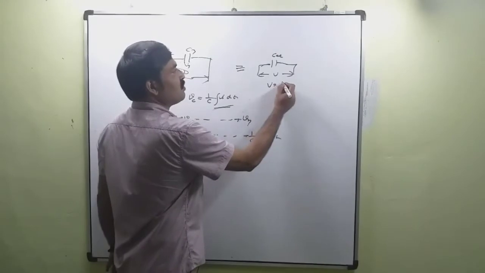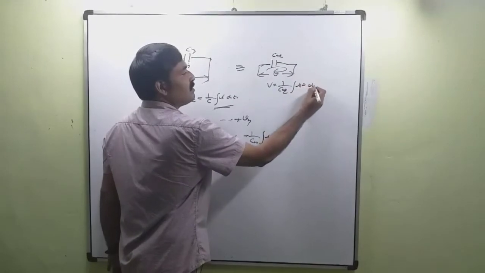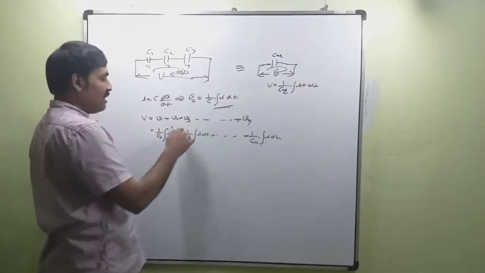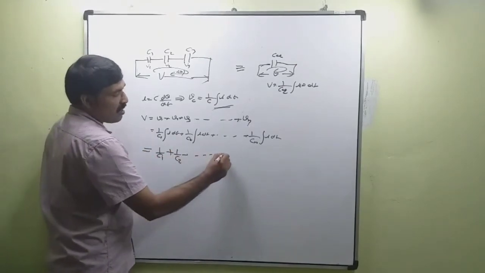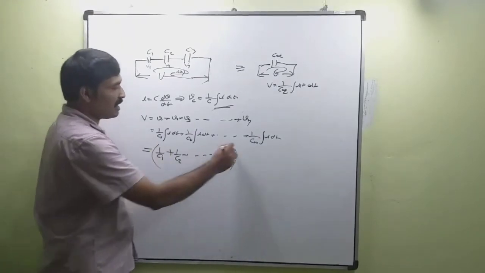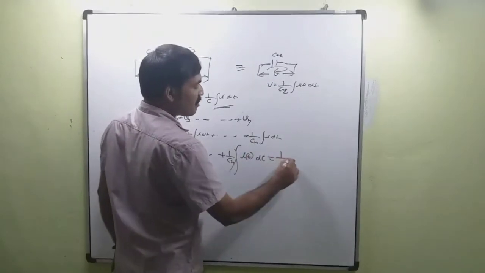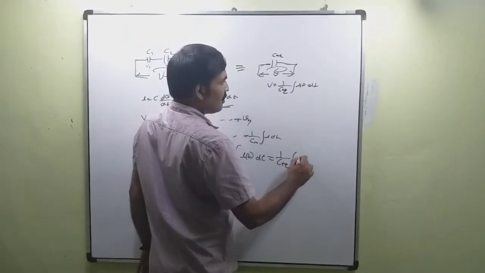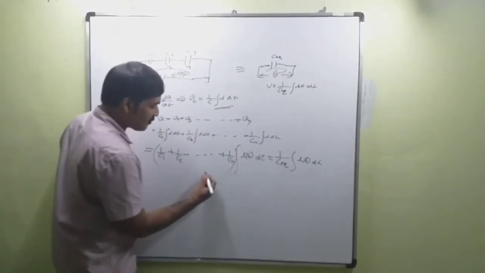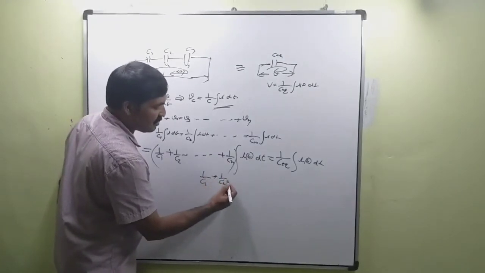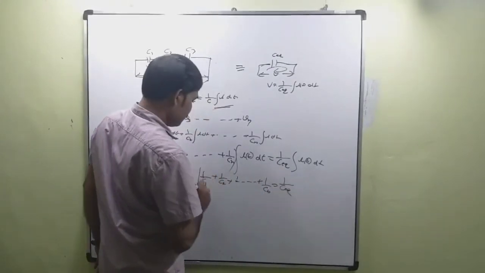So V is equal to 1 by C equivalent into integral of the current I of t dt. Now comparing these two equations, we can write 1 by C1 plus 1 by C2 up to 1 by Cn, whole multiplied by integral I of t dt, that is equal to 1 by C equivalent multiplied by integral I of t dt. So comparing these equations, we get 1 by C1 plus 1 by C2 up to 1 by Cn equal to 1 by C equivalent.